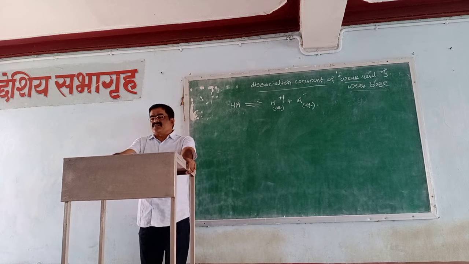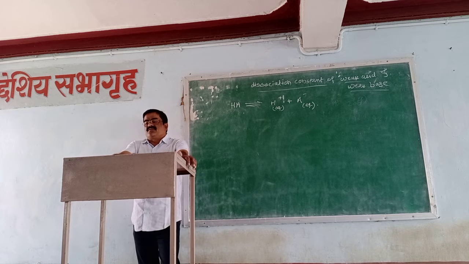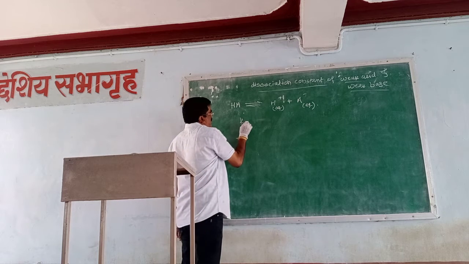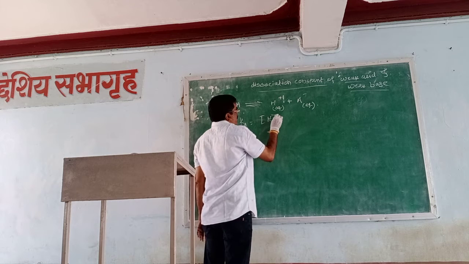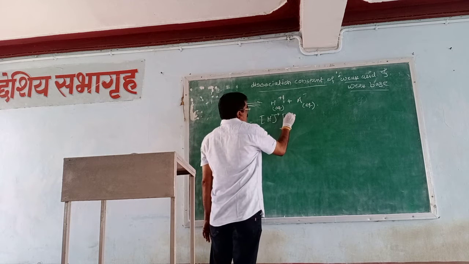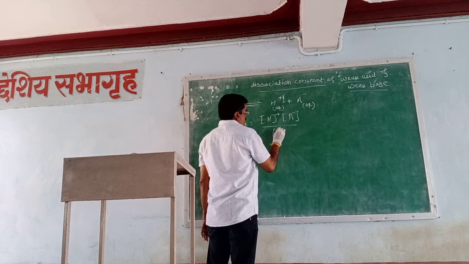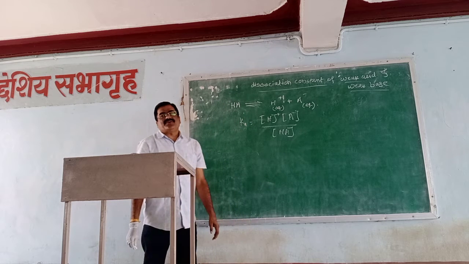The equilibrium constant called the acid dissociation constant Ka for this equilibrium, by applying the law of mass action, is the molar concentration of H plus into the molar concentration of A minus divided by the molar concentration of HA. This is the dissociation constant.